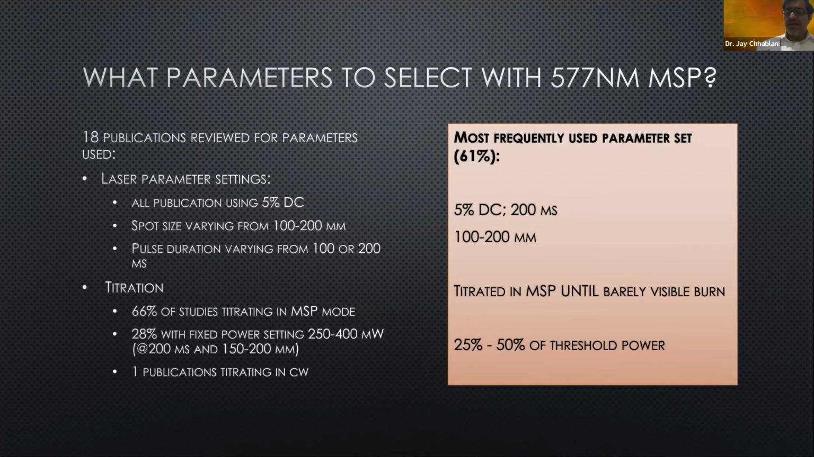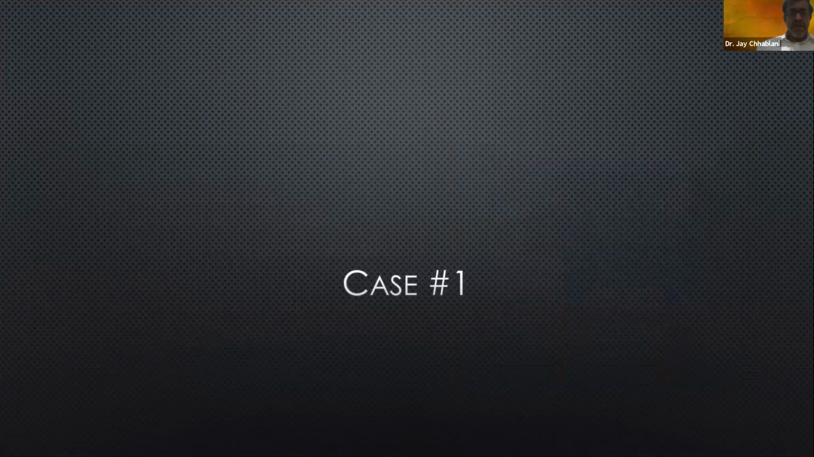We usually start the titration using microsecond laser, and there have been a range of deciding the threshold, around 25 to 50%. But I particularly use the 30% of the threshold, which I got by using microsecond laser. Let me show you some of my cases in the last couple of years where I used microsecond laser, and we have had successful results in CSR.